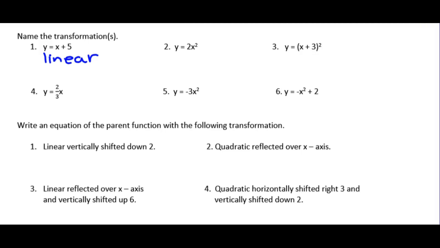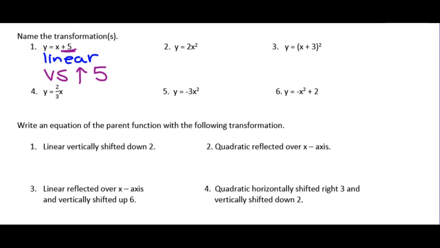And then I noticed that it has a plus 5 after my linear term. Well, if I have something after the linear term, that would be considered a vertical shift, and it is telling me which way. Plus is up 5. So that is a linear, then it has a vertical shift up 5.